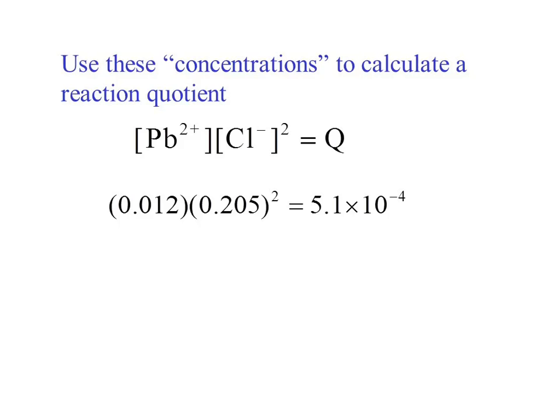The lead-2 molar concentration 0.012 was given. The molar concentration of the chloride ion, we just calculated 0.205. Of course, we're going to square that term. It's really easy to forget that square. Rounded to 2 significant figures, our snapshot, our QSP, is 5.1 times 10 to the negative 4th.